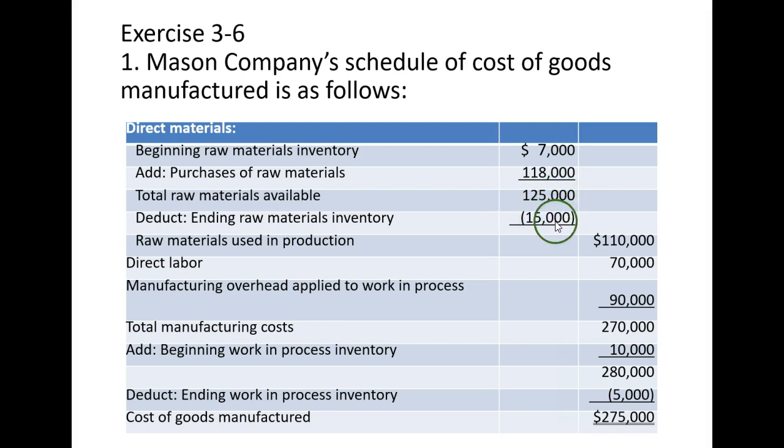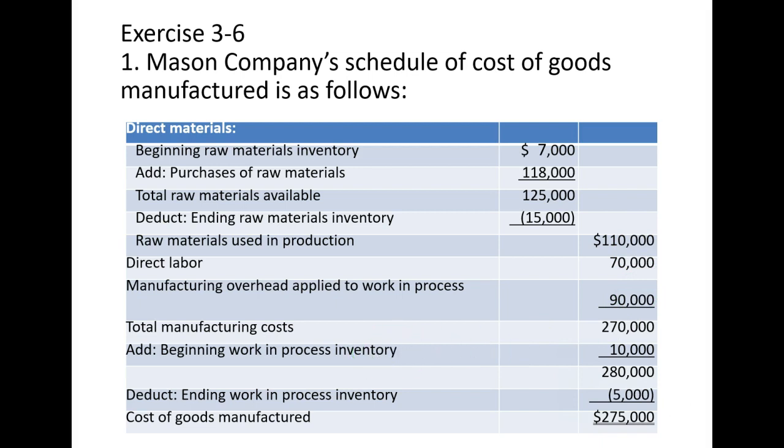That means after you subtract, the $110,000 is the amount that we used in production this year. So this is your direct materials used in production, $110,000. Direct labor, $70,000. Overhead applied, $90,000. Add materials, labor, overhead. Your total manufacturing cost will be $270,000. Again, the total of your materials, labor, and overhead.